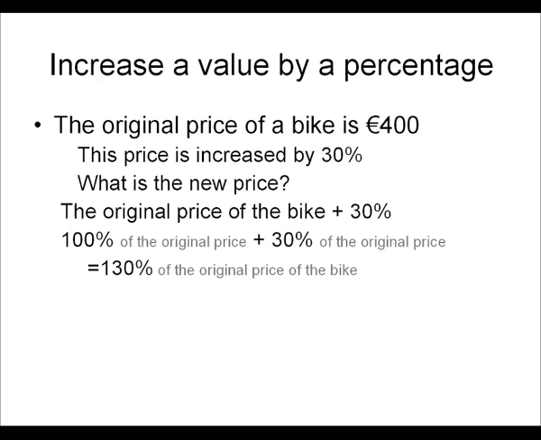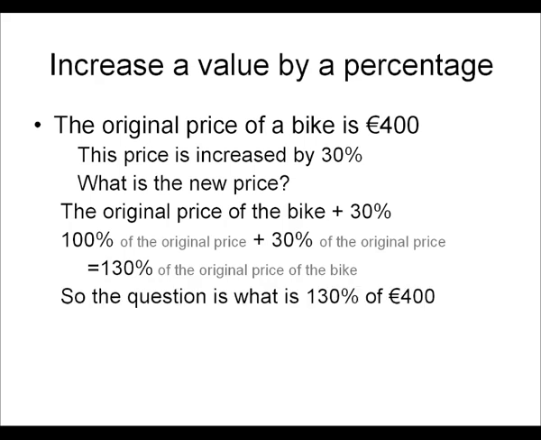So if I'm told that a price is increased by 30% and I'm asked what the new price is, the question really is asking me, what is 130% of 400? If I increase something by 30%, I'm trying to find out what is 130% of 400. And you already know how to do that directly. You write 130% as a decimal, 1.3, and I multiply by 400 to get my answer of 520.